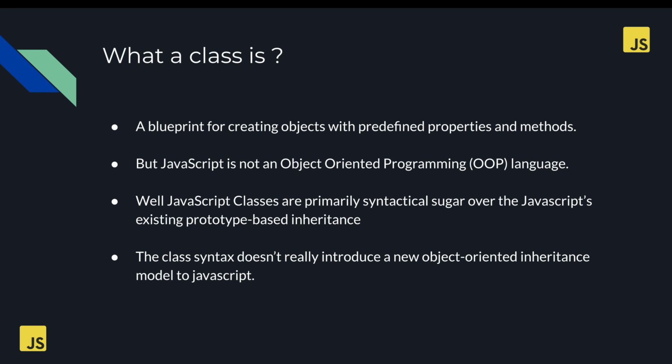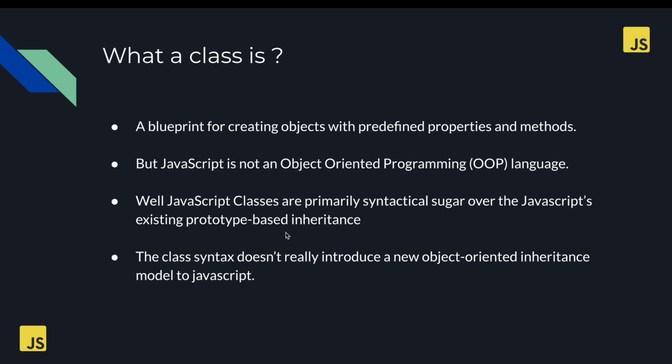Alright, now let's try to understand what exactly a class is. As per the definition, a class is a blueprint for creating objects with predefined properties and methods. But as you already know, JavaScript is not an object-oriented programming language, unlike other programming languages like Java or C++. The classes in JavaScript are not actually classes but a syntactical sugar over JavaScript's existing prototype based inheritance.